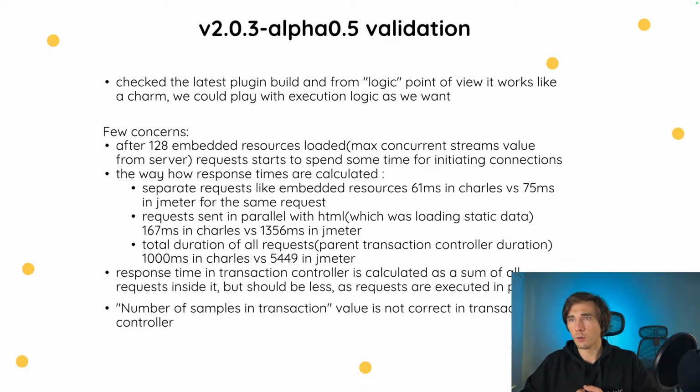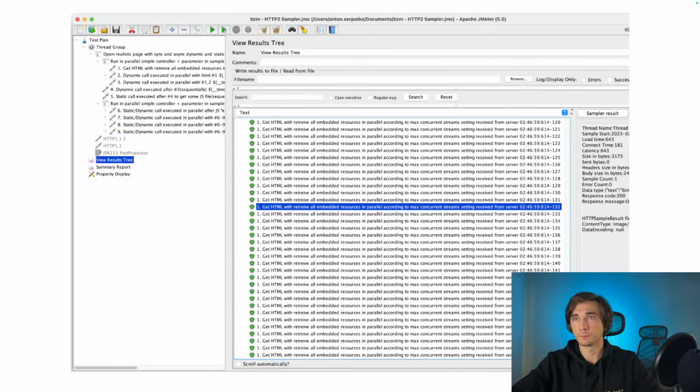It should look more like the parallel controller processing time, because the parallel controller is calculated just by how long it took to execute the parallel controller, not how long it took for all requests to be executed and then totaling them. And also the number of samples in the transaction was not correctly calculated. That's kind of the new issues we faced with this new HTTP2 async controller implementation.